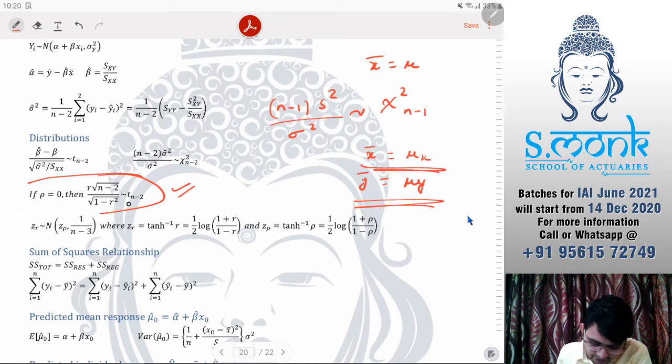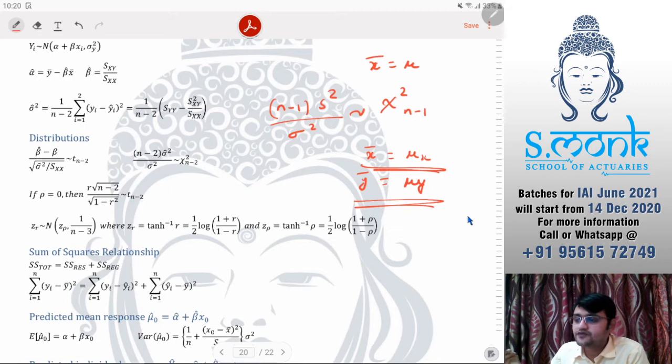If we are testing for a specific rho, if they are asking you to check whether rho is equal to 0.5, 0.9, 0.91, or any value other than 0, you would be using this test statistic. This is nothing but our Fisher's Z transformation. This can be used for 0 as well, but this is just easier to use. That is why for 0 we use this one.